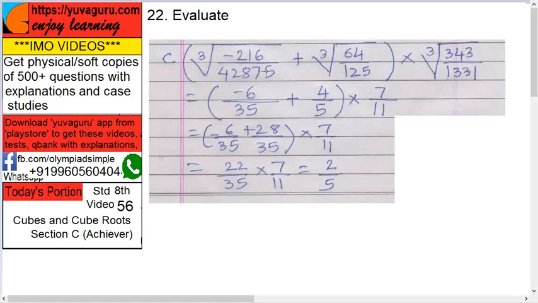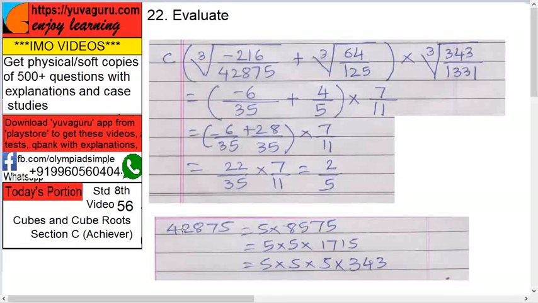42,875 is a bit tougher. The cube root of this is 35, but we'll have to find this out. I'll show you how to find it, just by prime factors. Then 64, that is 4. 125, that is 5. Okay, and then solve this. See the cube root of 42,875. So 5 into 8575, 5 into 1715, 5 into 343. Now 343 is the cube of what? 7. So the cube root means this will be 5 and this will be 7. 7 fives are 35. That is the answer.